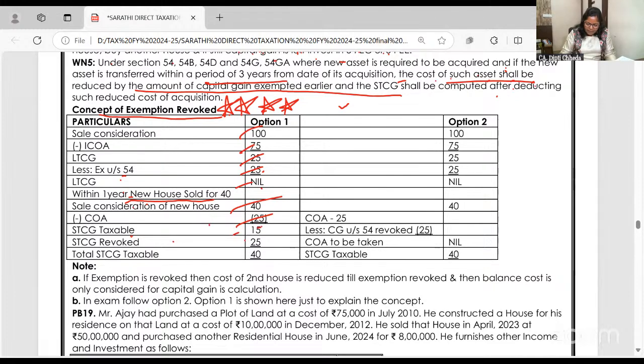You all followed or not? The second house was sold at 40 while the cost was 25, so 15 is taxable. And what exemption is revoked, that is also taxable, 25. Easy. The new house you have sold is taxable at 40. And you have availed the exemption 25, that will also become taxable because it is revoked, sold within 3 years. This is for understanding.